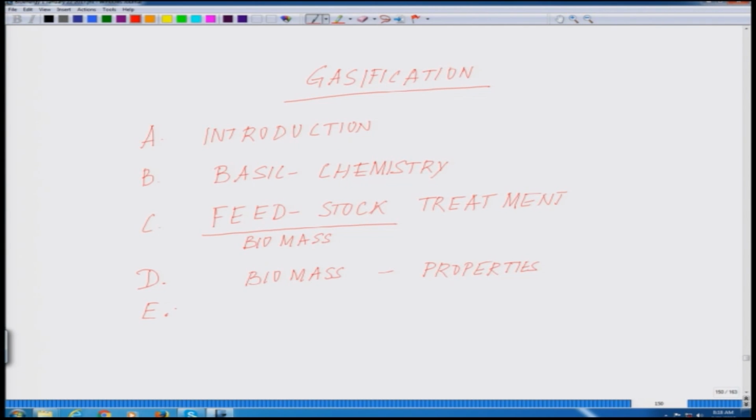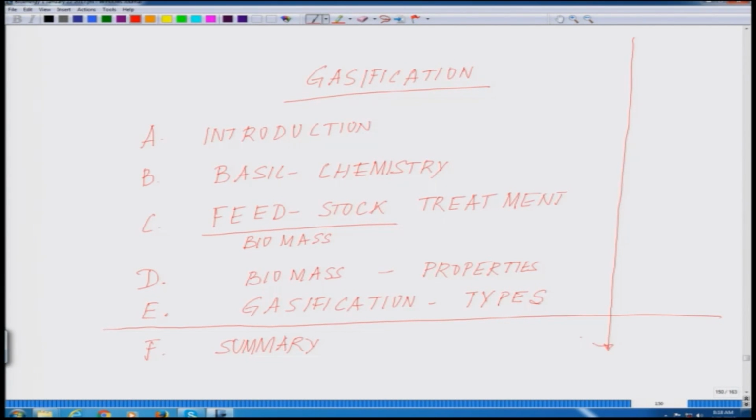Next, we will talk about the gasification types, the different methods by which gasification is being done. Under gasification types, of course, the basic chemistry will be the same, but we will talk about different designs of gasifiers and everything. And then, in conclusion, after these 5 aspects, we will do a summary of the whole thing we have covered here. Okay. So, this is the blueprint, or the part of the notes, we will be following today.